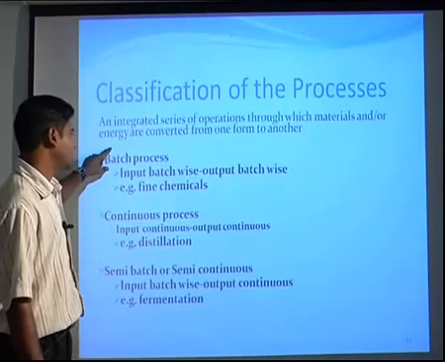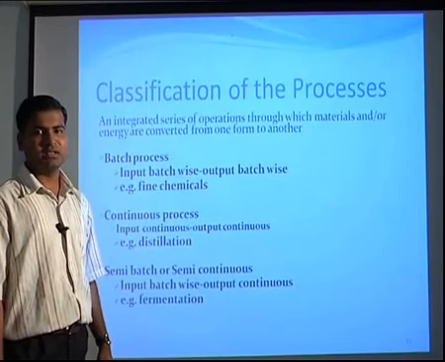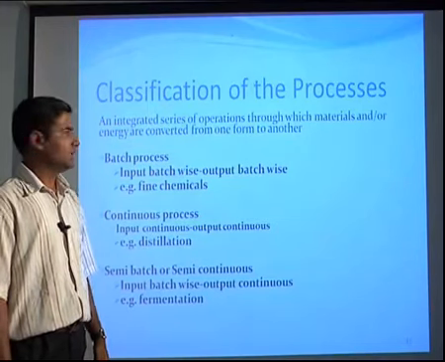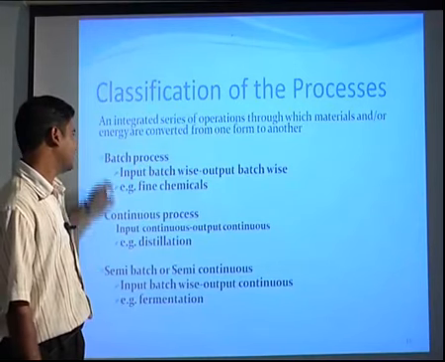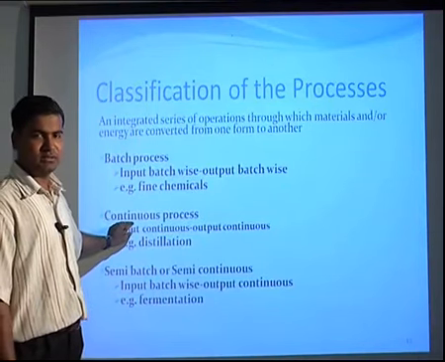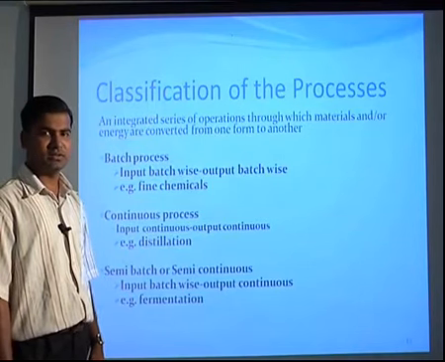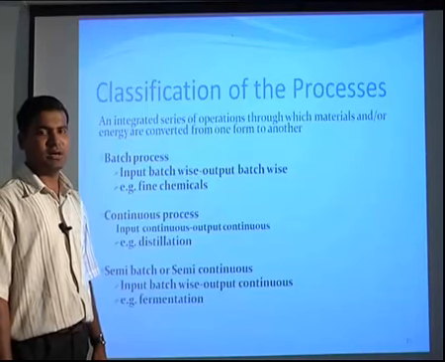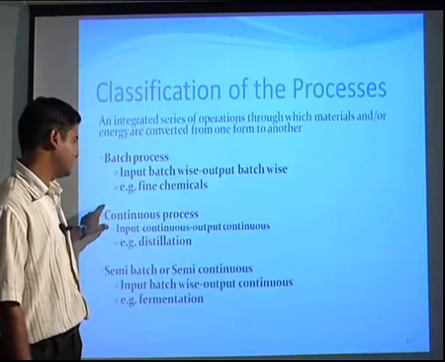What happens in a batch process? In a reactor, we feed the reactant at once, then the process is carried out and we take the output at once. So here the input we feed at once, and the output we get at once. That's why it is called the batch process. Whereas in continuous, the input will be continuous and the output will be continuous. The reactants are fed to the reactor continuously, whereas the output product is taken out continuously. So input continuous and output continuous, and it's named the continuous process.